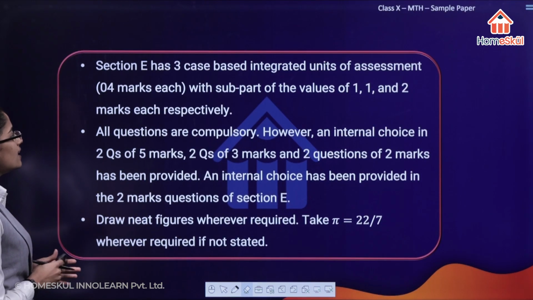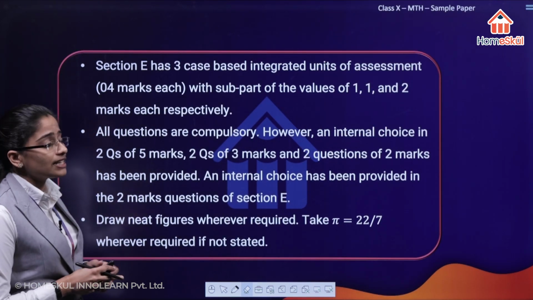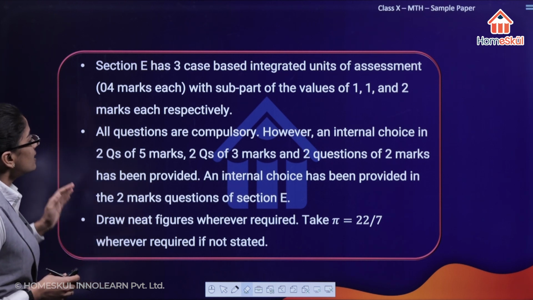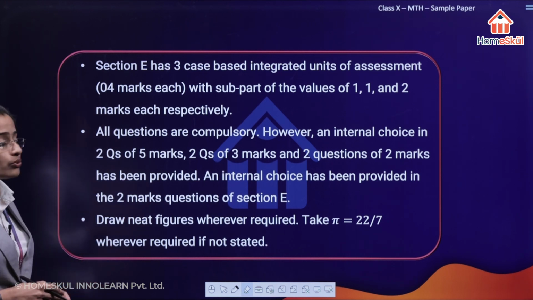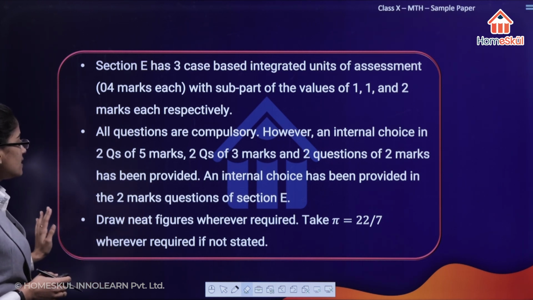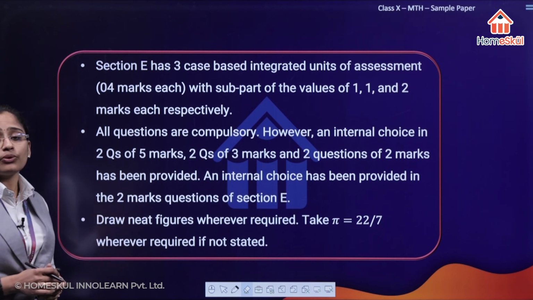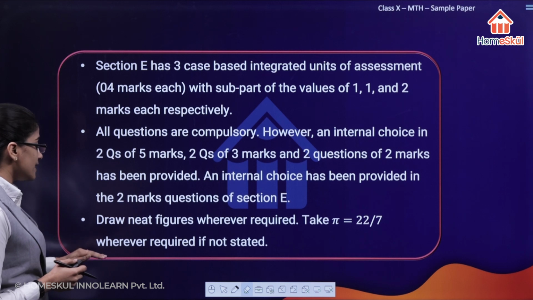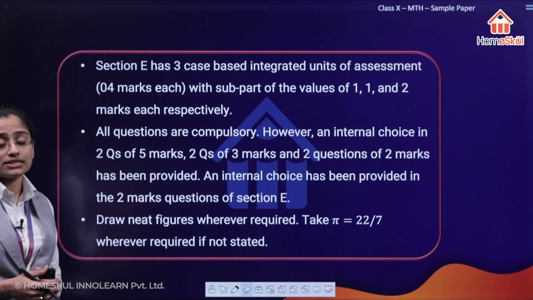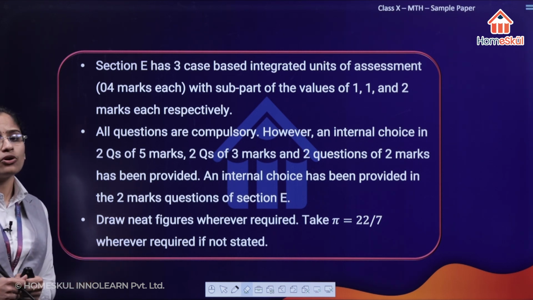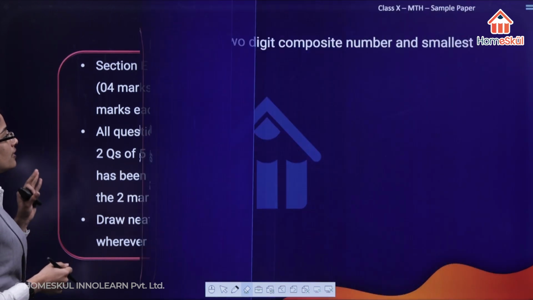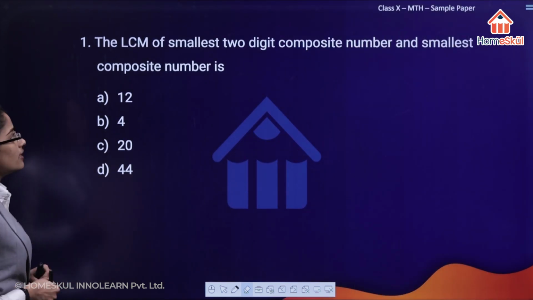What about section E? It has case-based integrated questions. There, each question carries 4 marks, okay? And all questions are compulsory. Wherever required, draw a neat diagram and take pi is equal to 22 by 7 if it is not stated otherwise. These are the instructions given. So let's move on to the first section, section A. First question, 20 MCQ questions are there, isn't it?